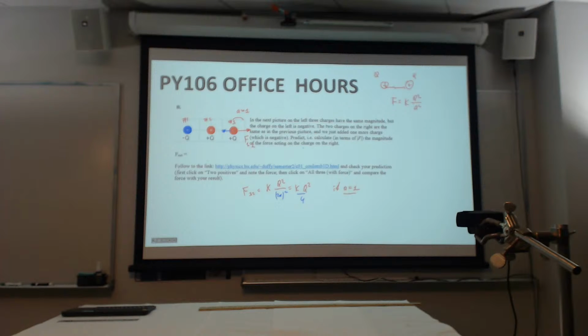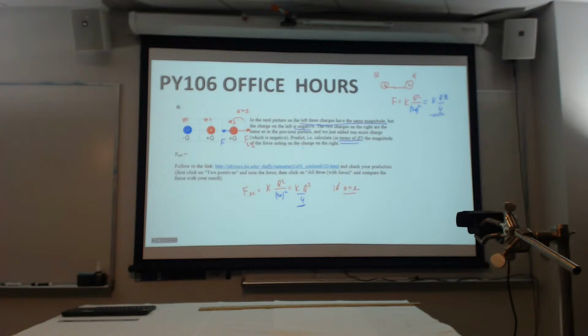Yeah. Thank you. So on the left, 3 charges is a magnet, but the charge on the left is negative, 2 charges on the right. And we just add 1 more charge. Predict in terms of F. So F was, actually in this case it's also 2A squared. So K Q squared over 4. Same as this one. But now you are adding another charge, so it's being attracted to the left.